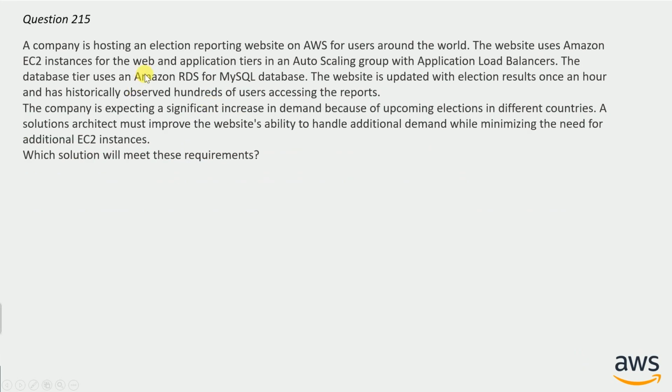A company is hosting an election reporting website on AWS for users around the world. The website uses Amazon EC2 instances for the web and application tiers in an auto scaling group with an application load balancer. The database tier uses an Amazon RDS for MySQL database. The website is updated with election results once an hour and has historically observed hundreds of users accessing the reports. The company is expecting a significant increase in demand because of upcoming elections in different countries.